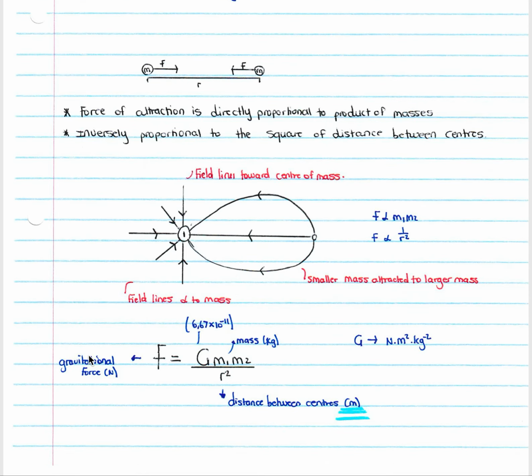So we have our formula. The gravitational force, measured in newtons, is equal to G, which is a constant at 6.67 times 10 to the negative 11, times mass 1 and mass 2, measured in kilograms, over r squared. r is the distance between the centers, and we must always put that in meters. G, our constant, is measured in newton meters squared per kilogram squared, N m² kg⁻².